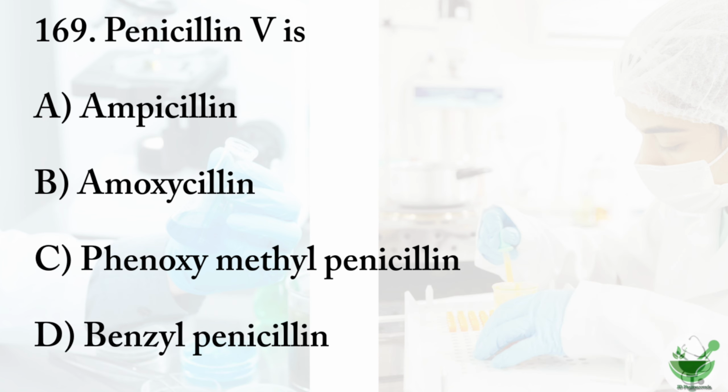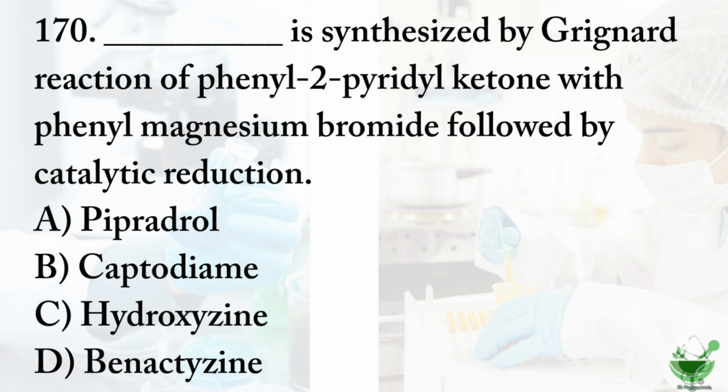Next 169. Penicillin V is. Options given are A ampicillin, B amoxicillin, C phenoxymethylpenicillin. Last option is D phenacylpenicillin. The correct answer is option C phenoxymethylpenicillin.